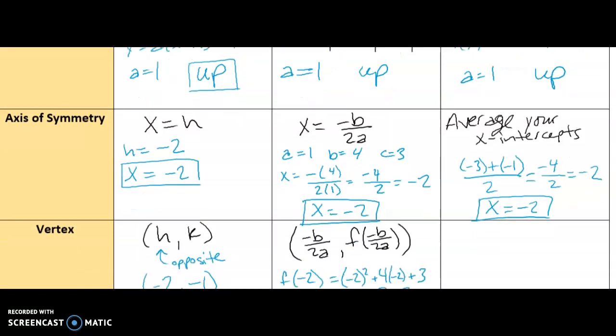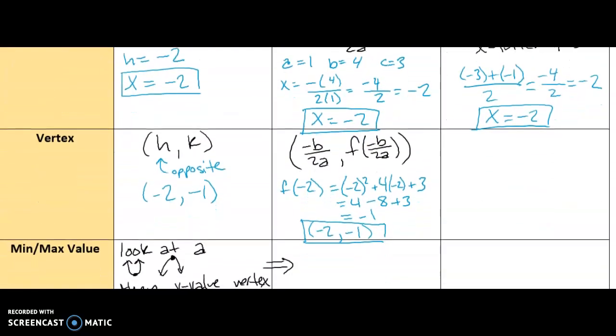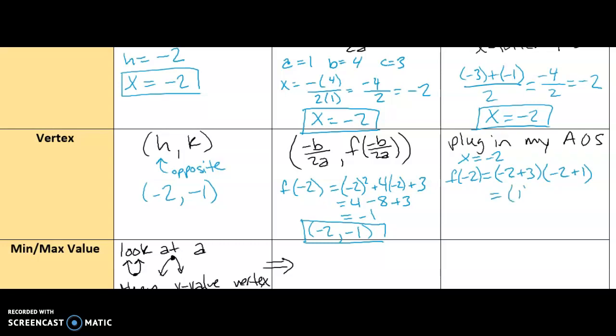And just like before, we use our axis of symmetry to find our vertex. So how do I find my vertex? I plug in my axis of symmetry. Okay, so that would look like f(-2) equals (-2 plus 3) times (-2 plus 1). So I just plugged in -2, which was my axis of symmetry, right, x equals -2. I plug that in wherever I saw an x. This gives me 1 times -1. Multiply that together, I get -1. So put your vertex together, you have -2 for x, -1 for y.